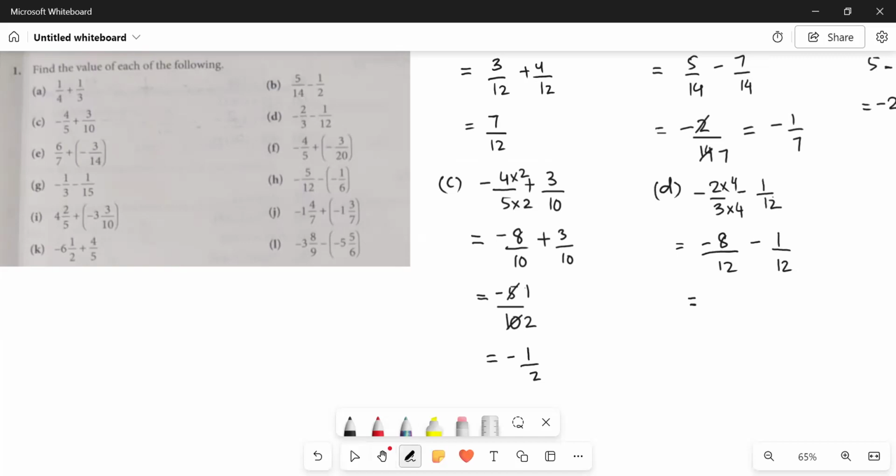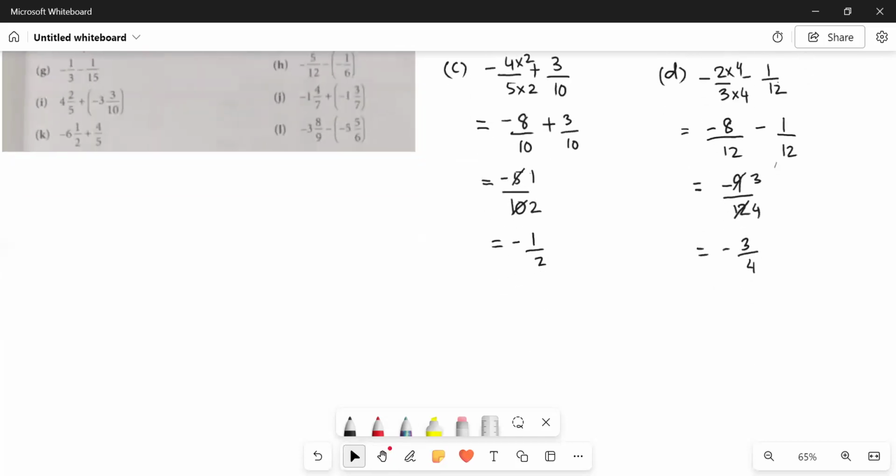So minus, plus 8 plus 1 is 9. Sign of the greater number is negative. It would be minus 9 upon 12. Now we can simplify the two by reading the table of 3. 3 threes are 9, 3 fours are 12, and it could be minus 3 upon 4. So you see, this is how these need to be done.